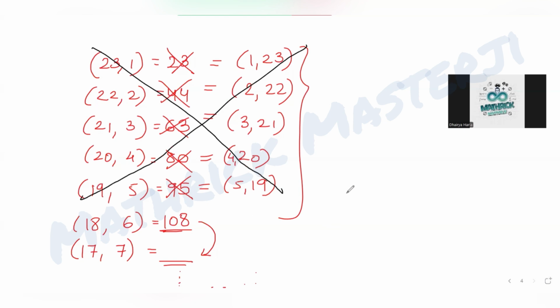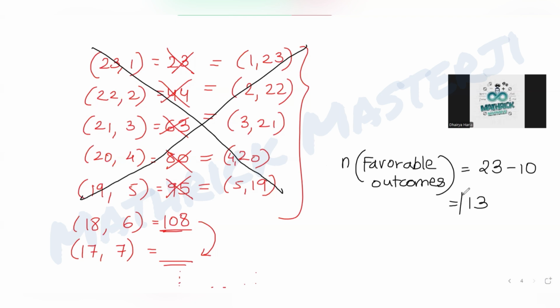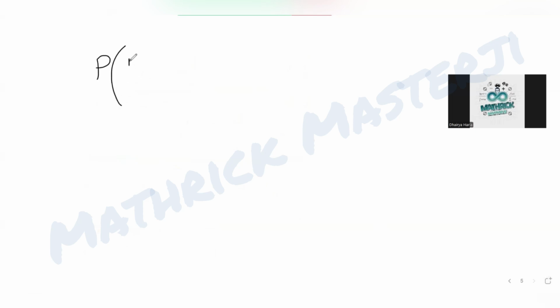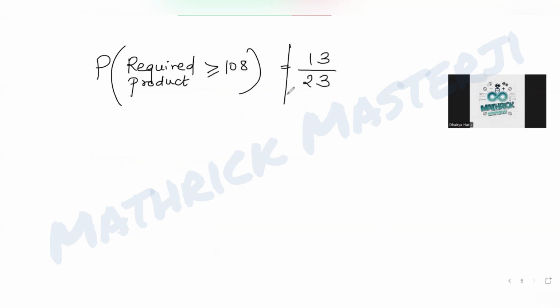And that basically tells me the number of favorable outcomes for the event given to me, where the product should become greater than or equal to 108. Total were 23. Out of that, 10 do not help us. So the remaining 13 are my favorable outcomes. Now I can find the probability of the question asked to me, that the required product should be greater than or equal to 108. So the probability of that becomes 13 over 23.